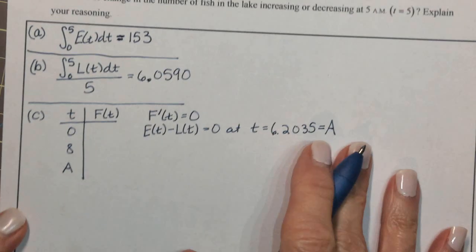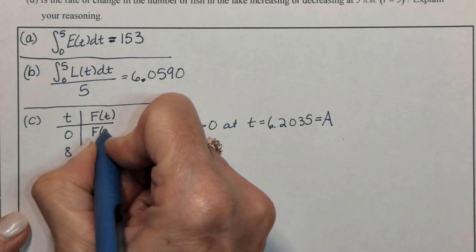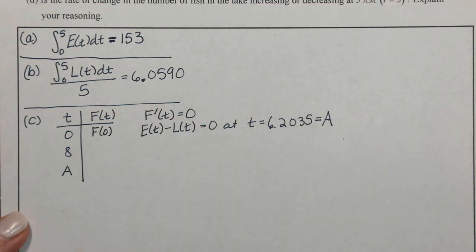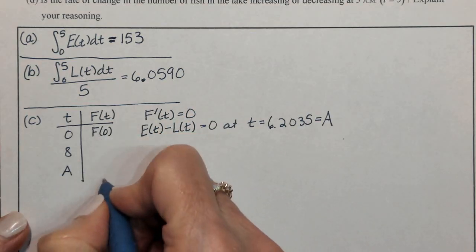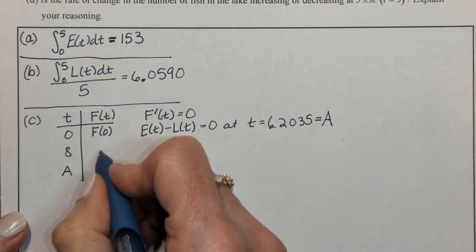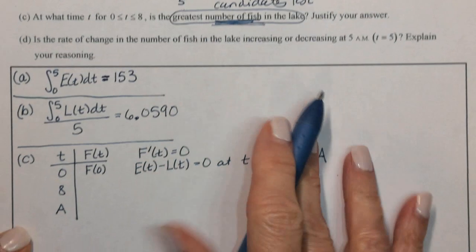So we do not know what f of 0 is. We don't know how many fish were in the pond at time 0. However, I know I can compare these two to that. Whatever that was, I can compare these two to that and find out which was the biggest. Okay?